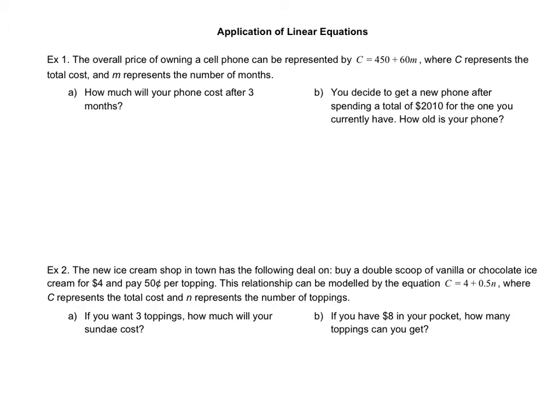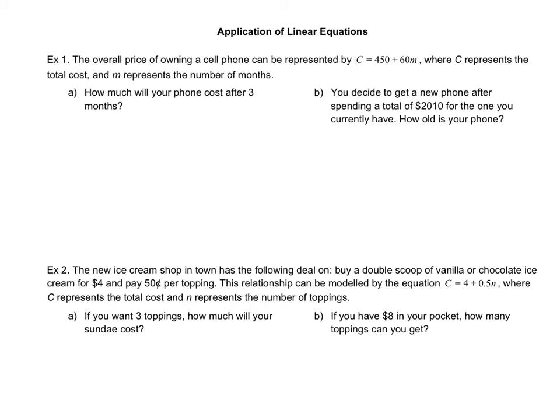In this video, we will take our knowledge of linear equations and apply it to word problems. So let's get started. The overall price of owning a cell phone can be represented by C equals 450 plus 60M, where C represents the total cost and M represents the number of months.